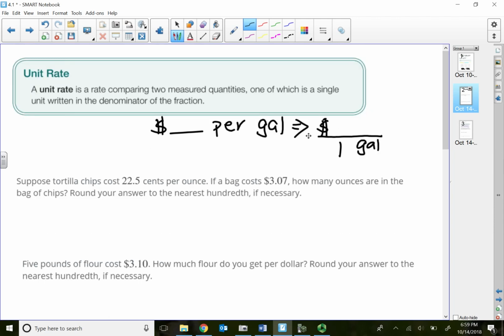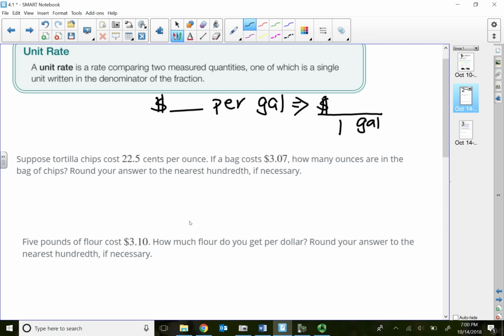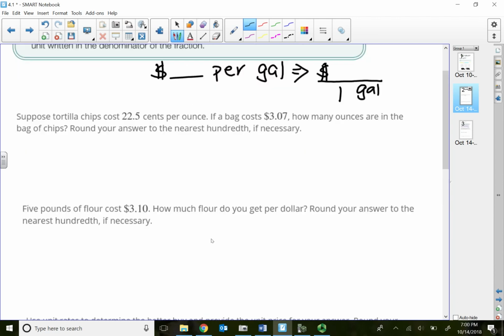We see a lot of those when we're pumping gas or when we go to the grocery store to buy meat. A lot of times they tell us the unit price. Unit price means how much money per 1 unit. I've got 3 examples here, so take a look. Suppose a tortilla chip costs 22.5 cents per ounce, 22.5 cents for 1 ounce. If a bag costs $3.07, how many ounces are in the bag?